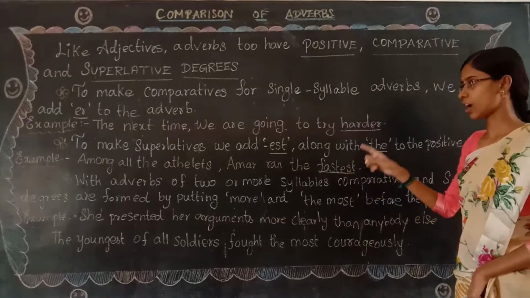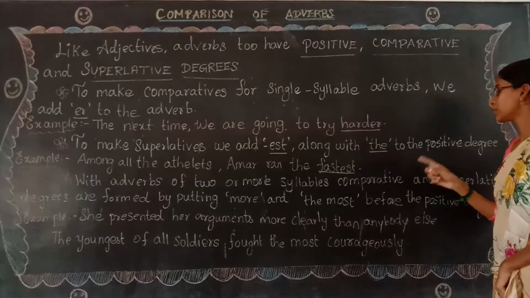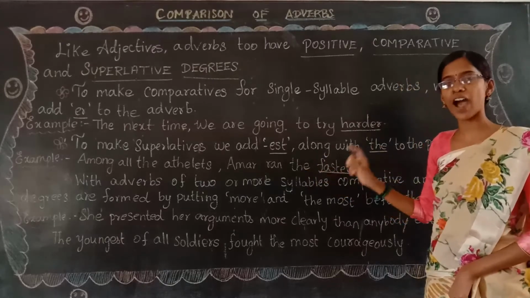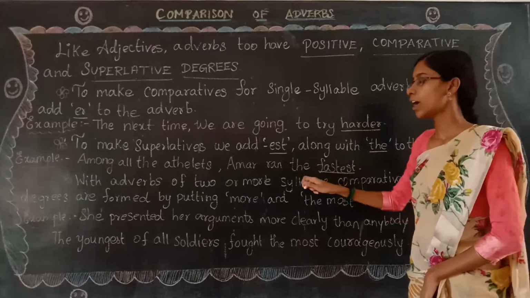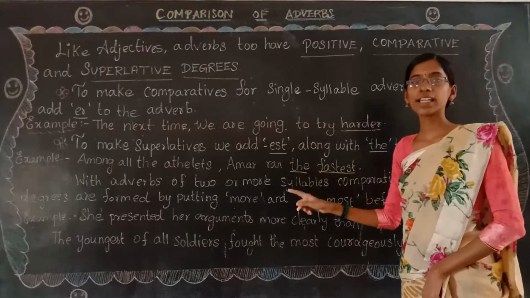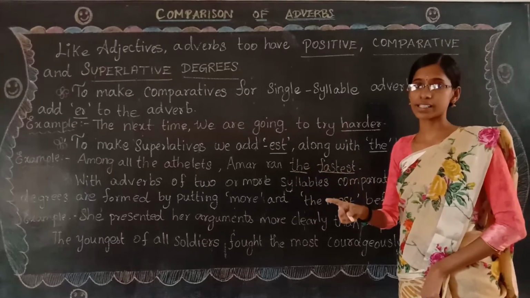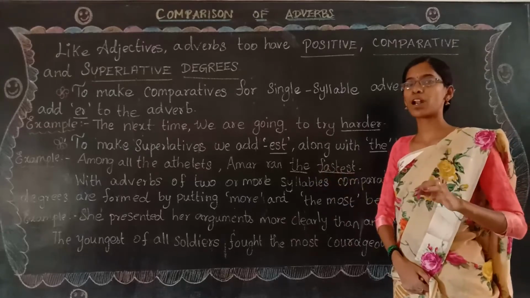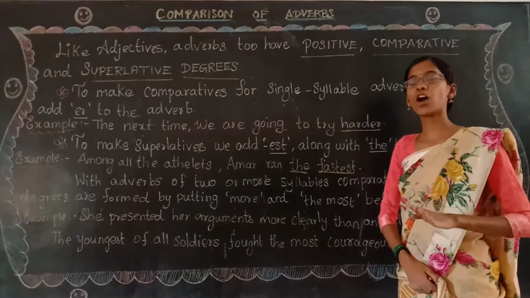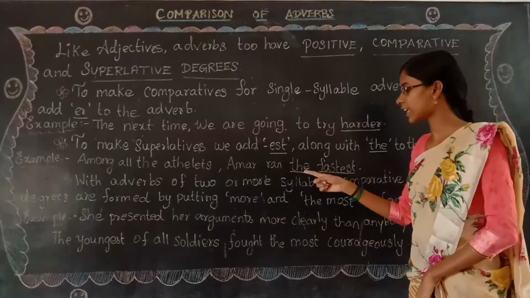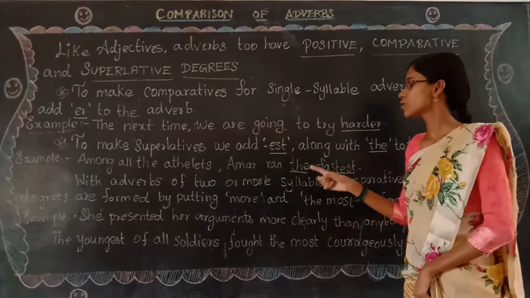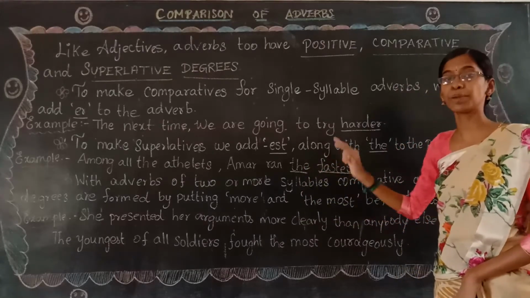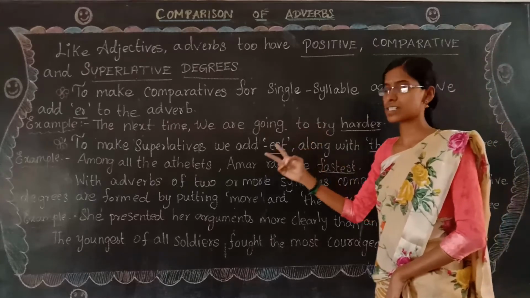Is it clear? Now coming to the second rule, along with the positive degree. Before the positive degree word, here the positive degree word is fast, we are adding what? The. So here it is pronounced as the fastest. Because you have a rule that in front of a consonant sound, you pronounce it as "the", whereas in front of a vowel sound, you pronounce it as "thee". So here it is pronounced as the fastest. This is the second rule. We applied two rules here.